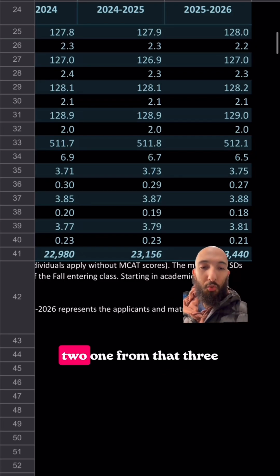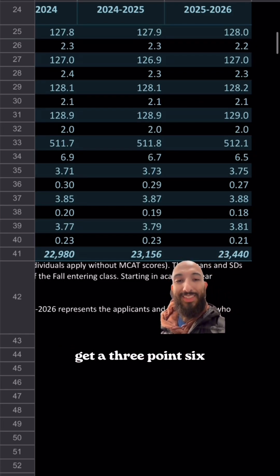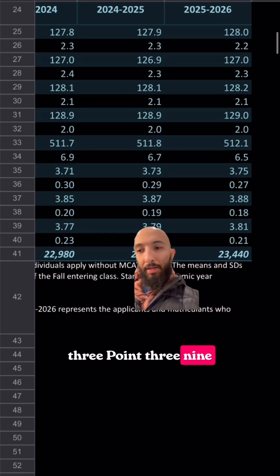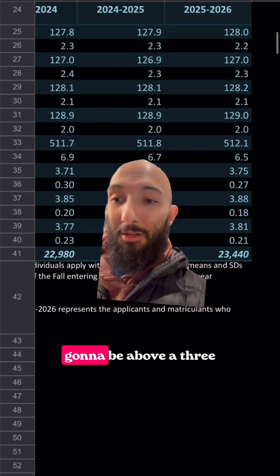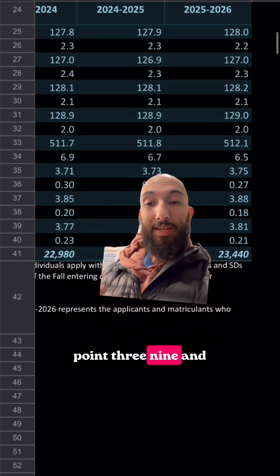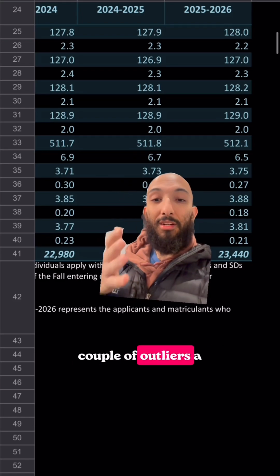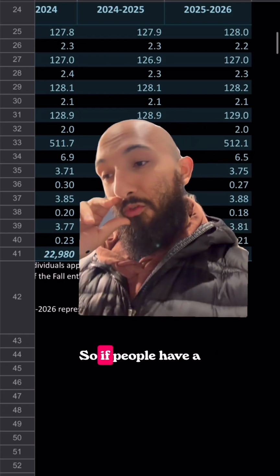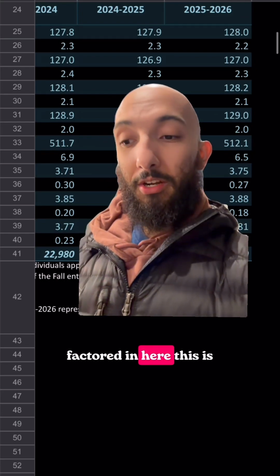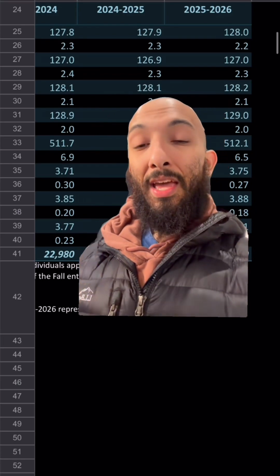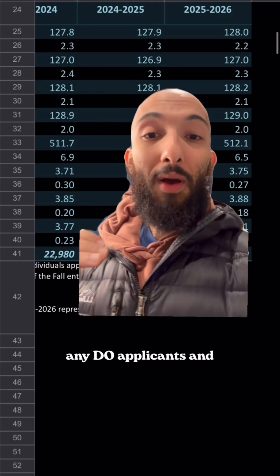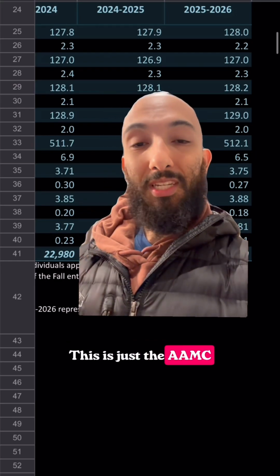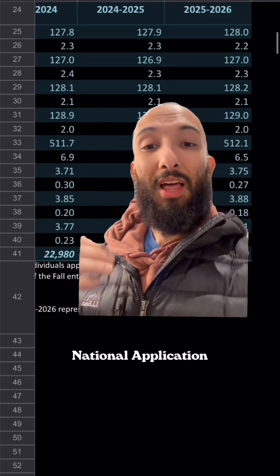Again, subtract 0.21 from that 3.81 and you get a 3.6. Subtract another 0.21, you get a 3.39. So you'll see the majority of the people are probably going to be above a 3.39, and there are probably going to be a couple of outliers a little bit below that. Remember, though, that this does not capture master's degree data. So if people have a special master's, that's not factored in here. This is just undergrad and post-bac. This also doesn't capture any DO applicants, and this is not the data for Texas. This is just the AAMC, the US MD School Broad National Application data.